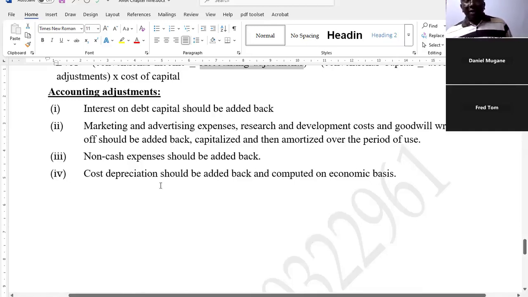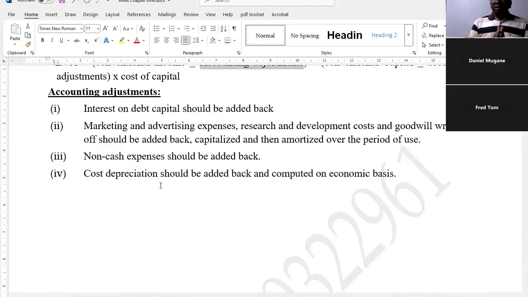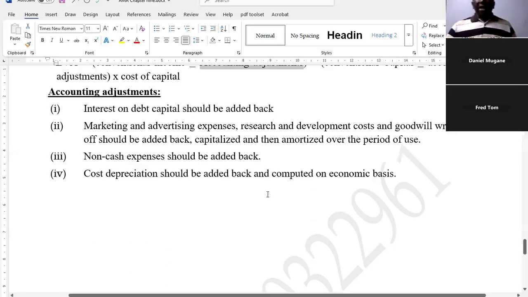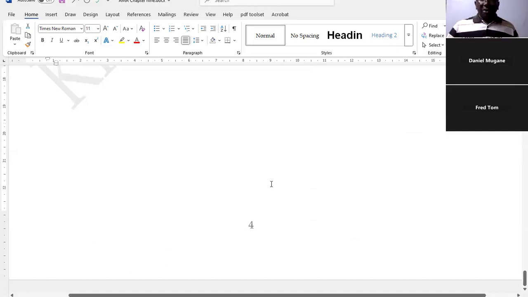Then cost depreciation should be added back. Cost depreciation is a depreciation that is based on the cost of the item. But there is also what we call the economic depreciation. This is depreciation that is based on the benefits that the asset is bringing to the firm. So the one that we should charge is the economic depreciation. So if the question has already subtracted the cost depreciation, you are supposed to add back the cost depreciation and less the economic depreciation. So we will come across a question of that nature, and that maybe will make sense. So I don't know whether there is any concern regarding that. If you have any concern, you can raise it before we proceed now to the past papers.